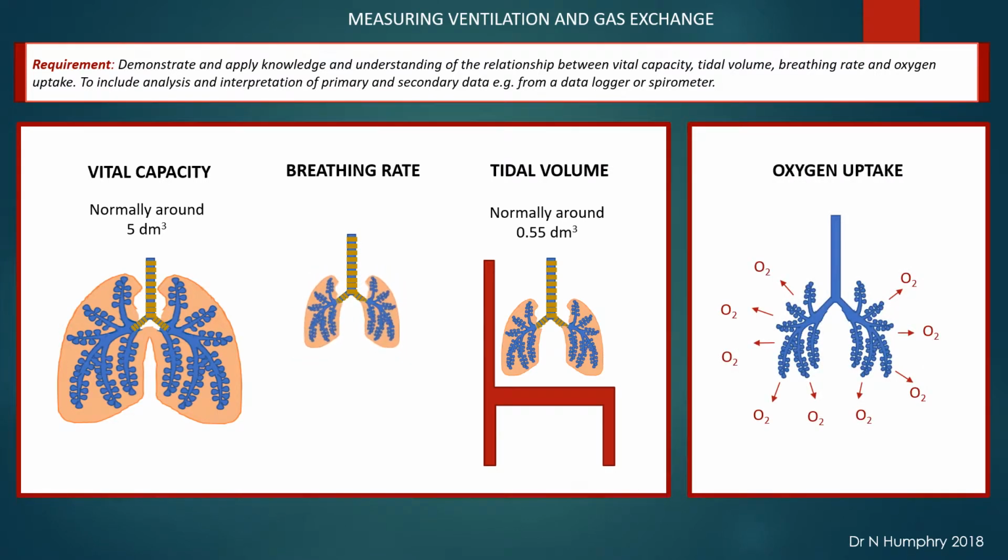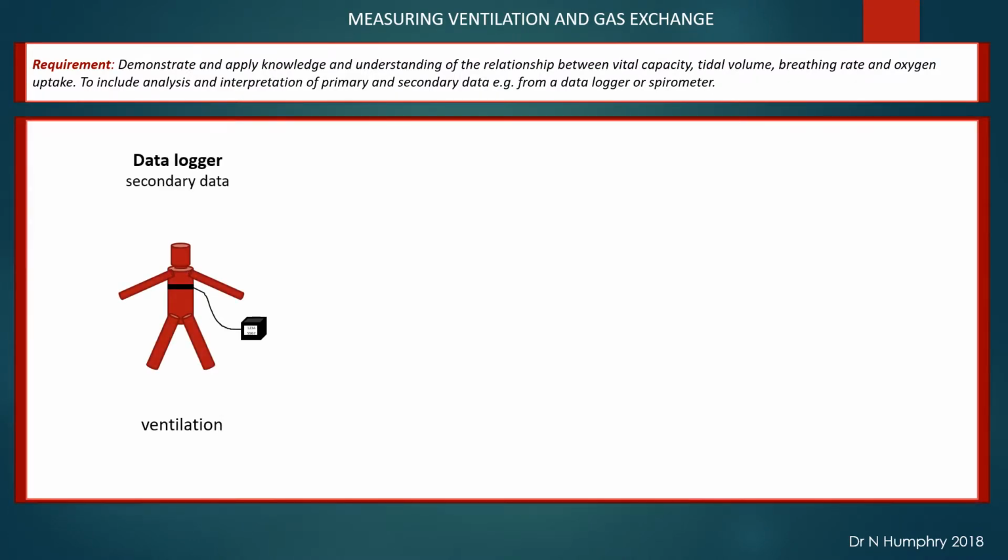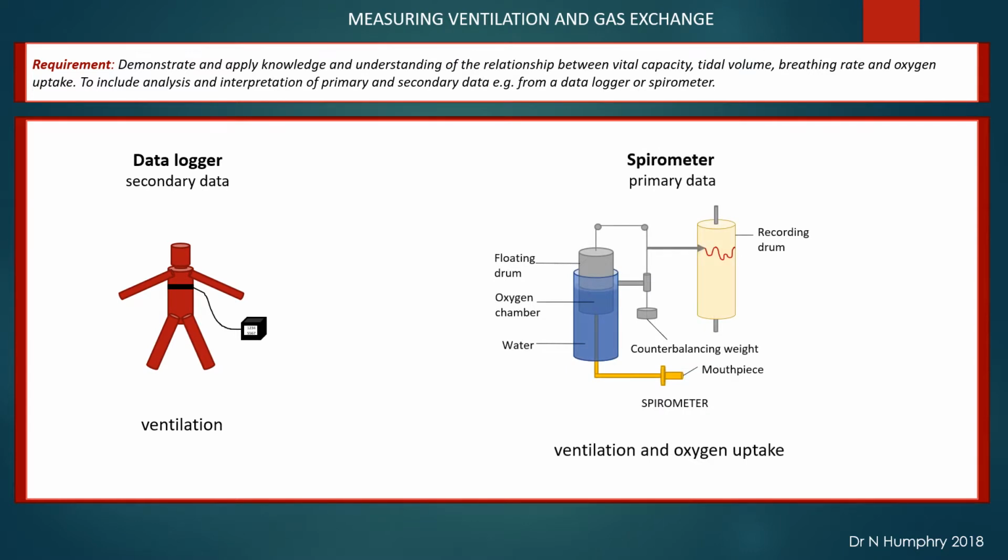Gas exchange is measured by the volume of oxygen uptake over time. A data logger can be used to record secondary data, i.e. data collected by others, regarding ventilation, and a spirometer can be used to record primary data, i.e. data collected by yourself, regarding ventilation and gas exchange.